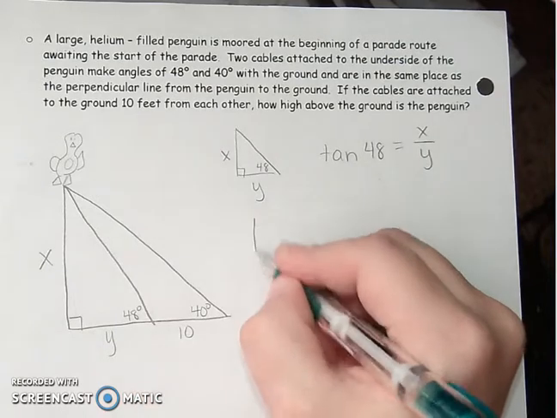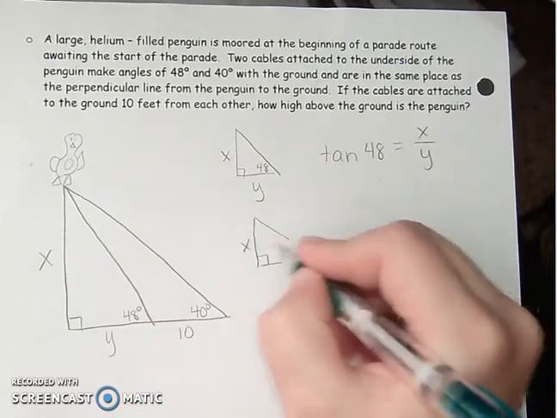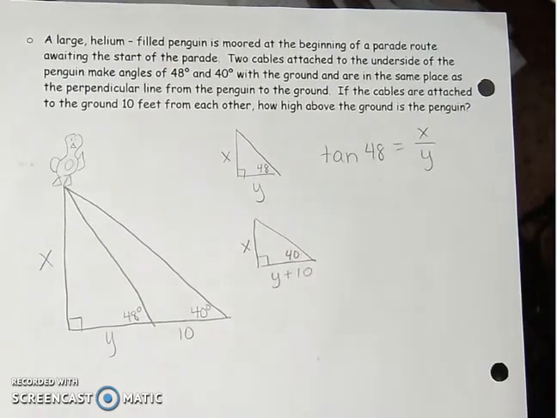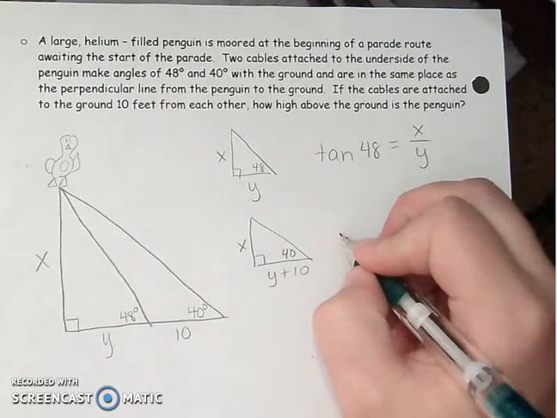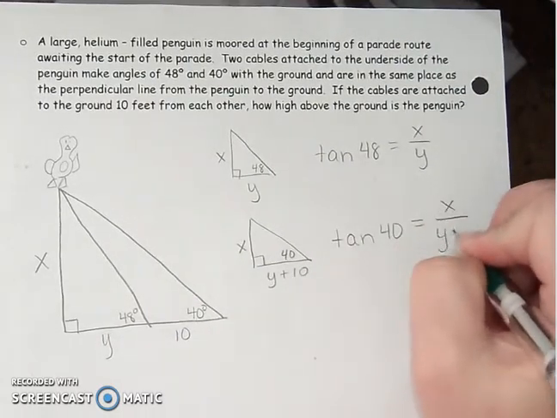Then in my other triangle, I have x, I have 40, and then this would be y plus 10. And like before, you can let it be another letter, z or whatever, but we're going to actually have to find it and go back and forth, so it might be a little easier to keep it as y plus 10 this time. So then on this one, when I do the tangent of 40, I get x over y plus 10.